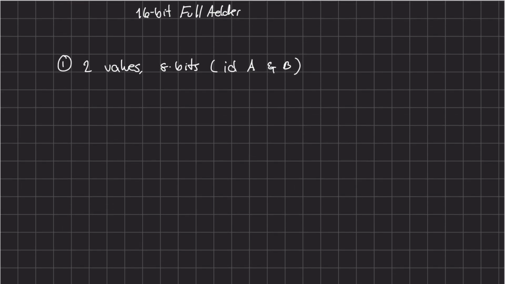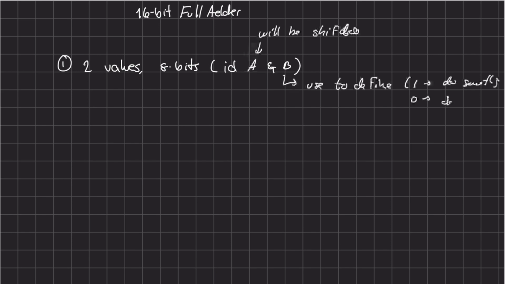Okay, after we have identified A and B, let's say that A will be the one shifted, and B will be used to define that when it's 1 we do something, and when it's 0 we do nothing.